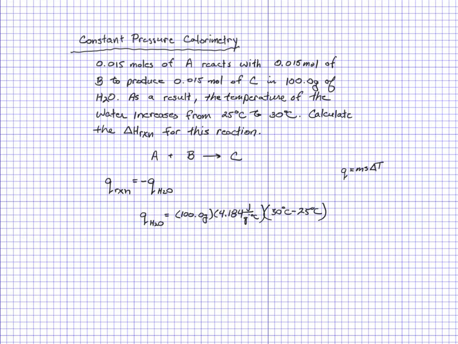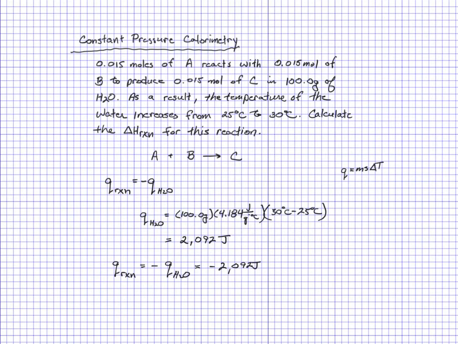So, now what do we do? Now we need to go and plug this into our calculator. And I get 2,092 joules of energy. And if the Q for the reaction is equal to the negative of the heat of the water that's been absorbed, that means the heat of the reaction is going to be equal to negative 2,092 joules.